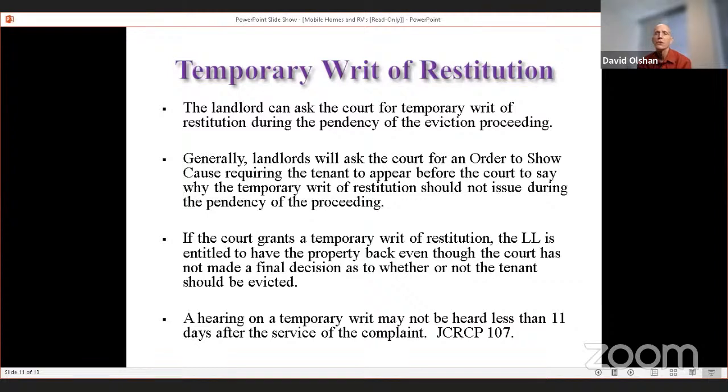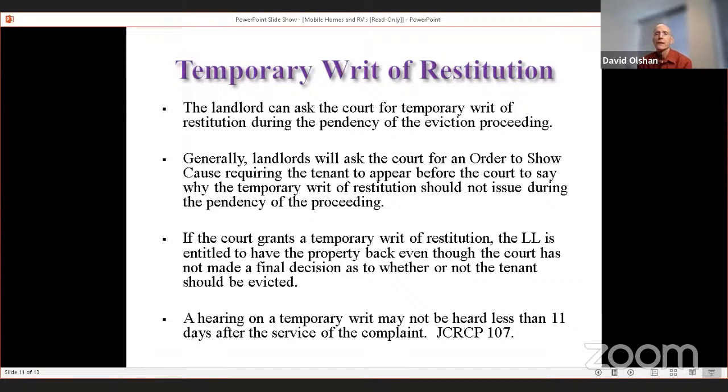So, I know what you're saying, Ray. It seems only for waste or nuisance or criminal activity, but it's as simple as I haven't paid the rent for 1 month, so they'll move for a temporary writ of restitution. And judges don't bat an eye. It's like, oh, this is part of the process, so let's just do it.